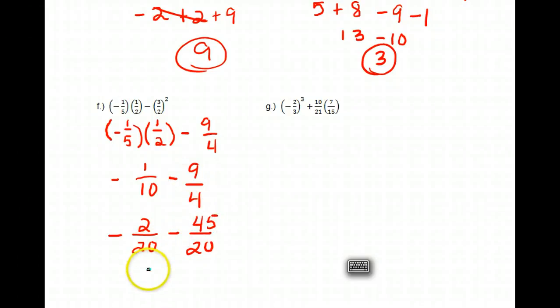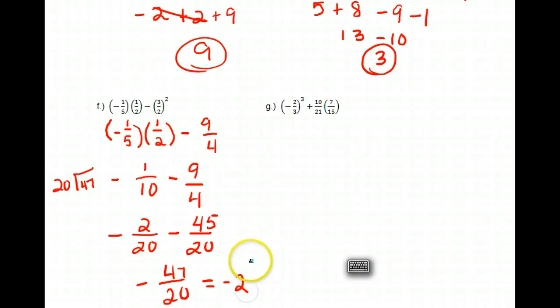When your signs are the same, we add and keep the sign. So we're going to keep the negative sign and add our fractions. So 2 plus 45 makes 47. And now you cannot keep your fraction as an improper. So your steps here are to set up a little division problem. So you're going to do your 20 into 47. Take care of that division problem, and you should get negative 2 and 7/20.